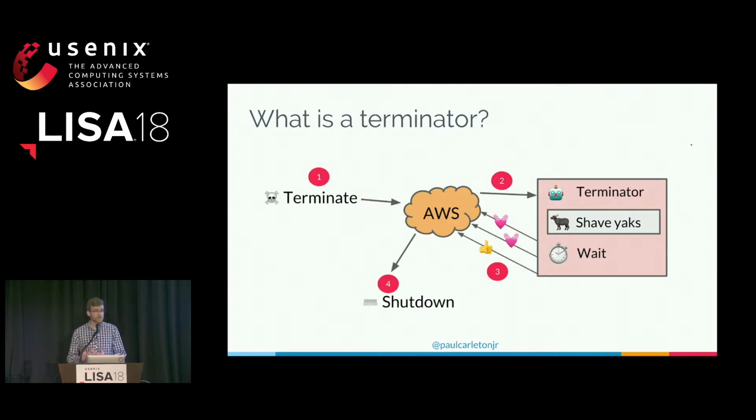Now, what is the Terminator? This is our graceful shutdown service. We run it on every host. The way this works is we make the terminate API call. AWS then invokes that Terminator service, and it shaves whatever yaks, does whatever cleanup it needs to do, while it tells AWS, wait to terminate me. So it's sending heartbeats, and eventually, once it's done doing its cleanup, it gives the thumbs up, and then AWS proceeds with the shutdown.